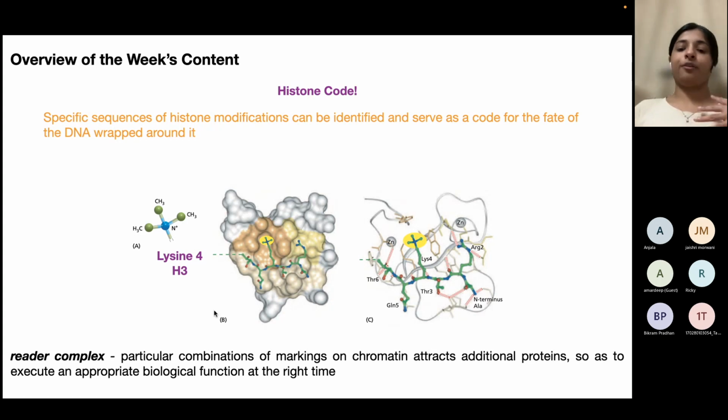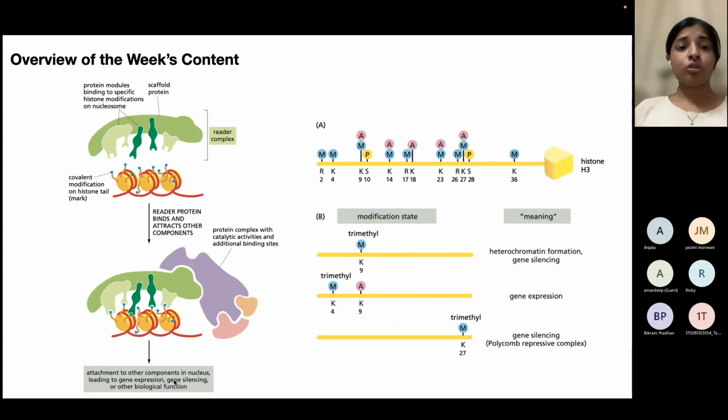These reader complexes can, like I said, further attract other proteins that can execute the appropriate biological function. Again, this is the depiction of what exactly happens. Say there is this DNA that is wrapped around a bunch of nucleosomes, and all these nucleosomes have these covalent modifications on their tails, different residues being acylated, methylated, ubiquitinated, whatever. And there is a specific reader that can bind to these proteins. Now, like earlier mentioned, it's not generally one protein, it's a bunch of proteins that are associated together, and that's a reader complex. So there are a bunch of histones, and this particular signature is read by this reader complex.